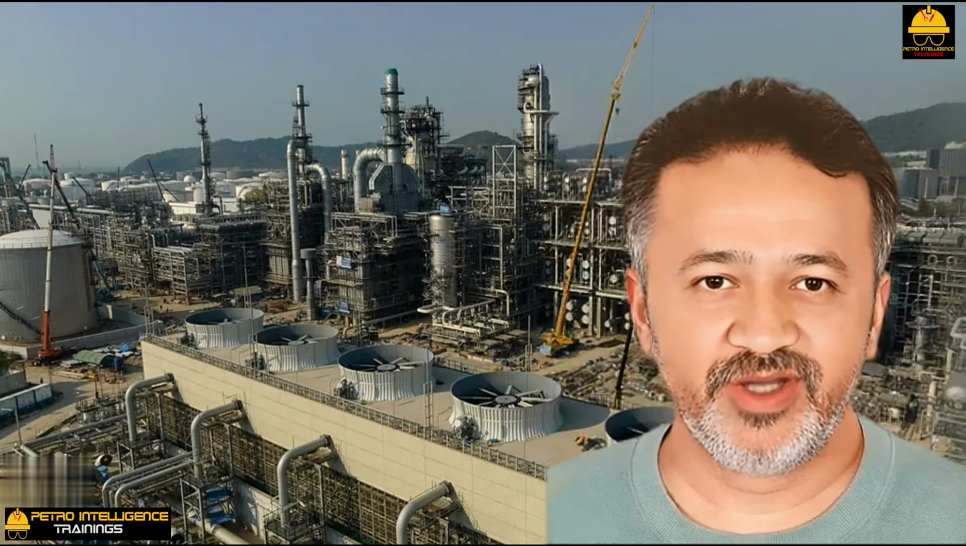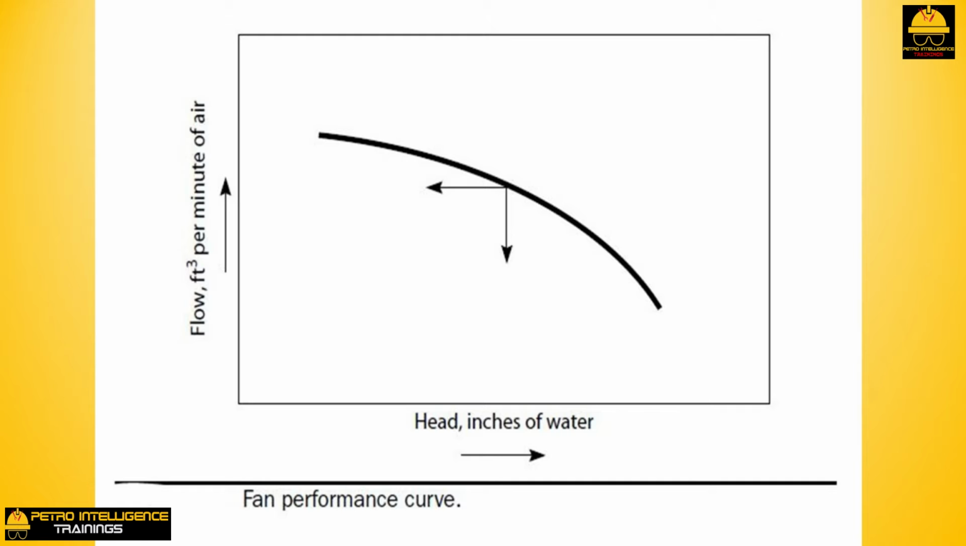Fan discharge pressure. Fan operation is indicated on a performance curve, as shown in picture. The head developed by the fan is equivalent to 5 or 10 inches of water. As the fan airflow is pretty constant, the fan's head is also constant.